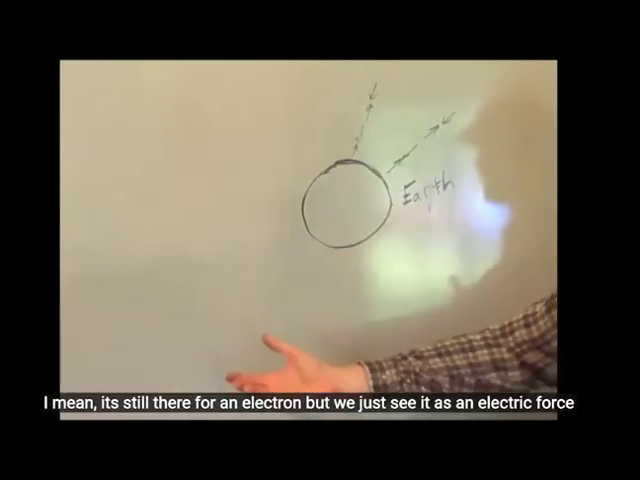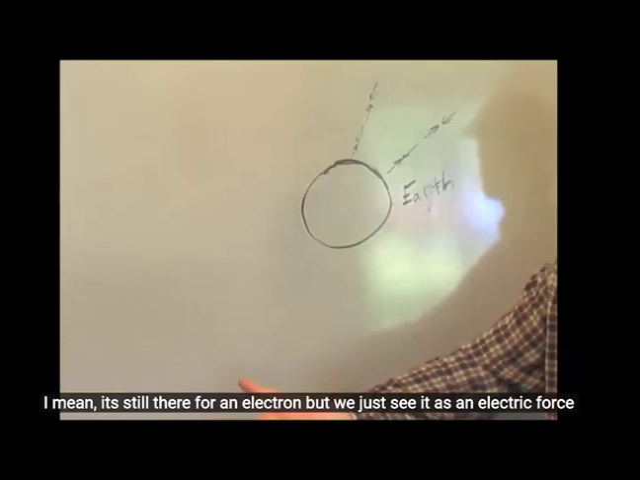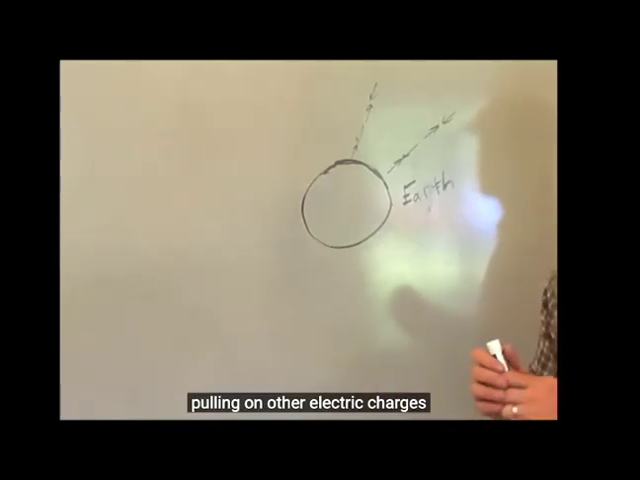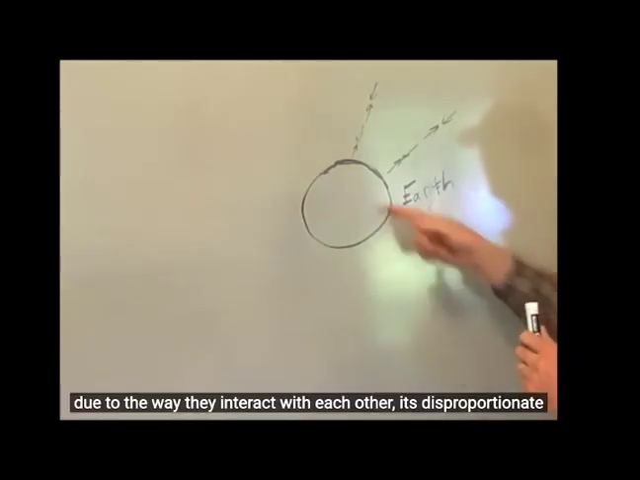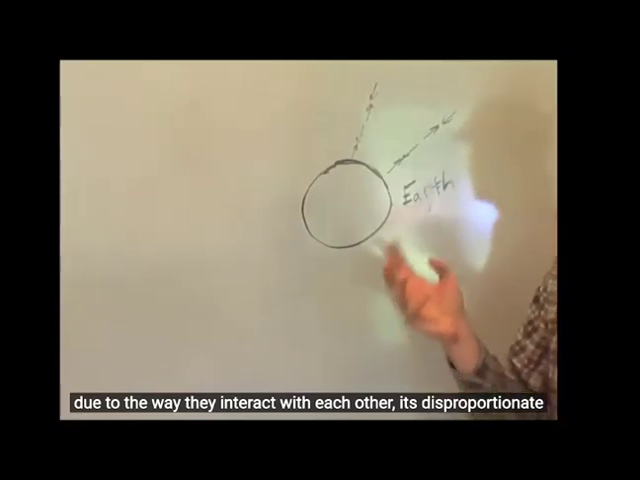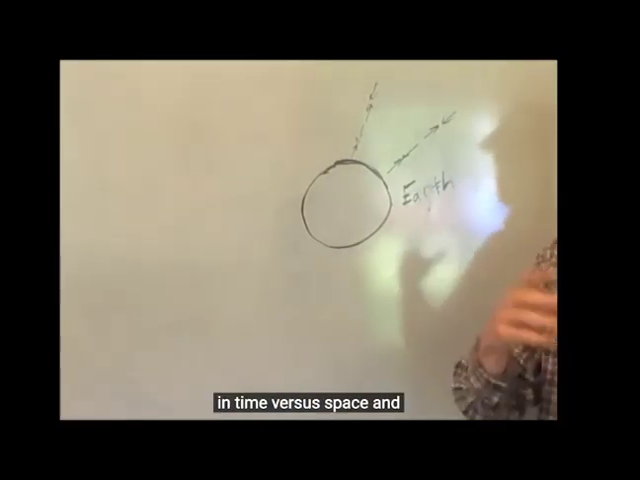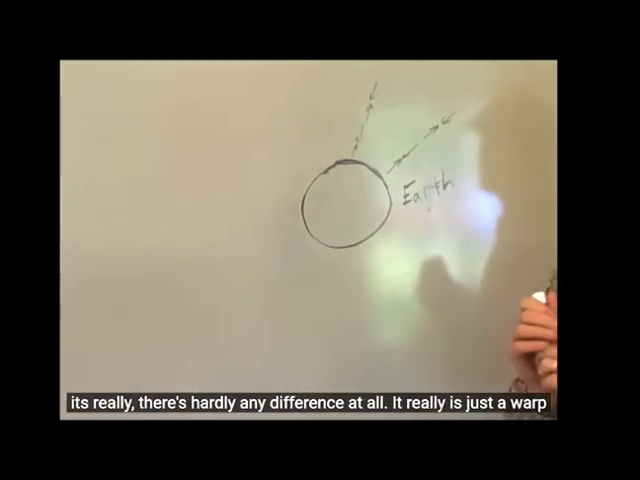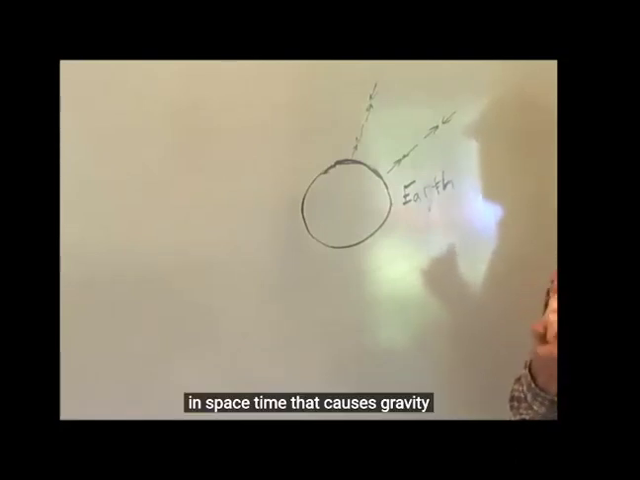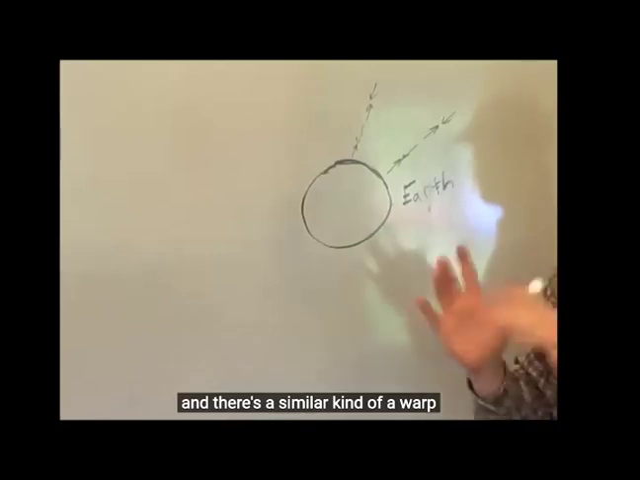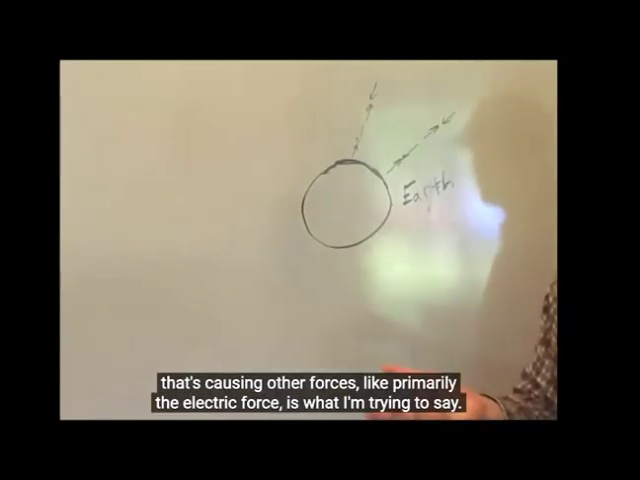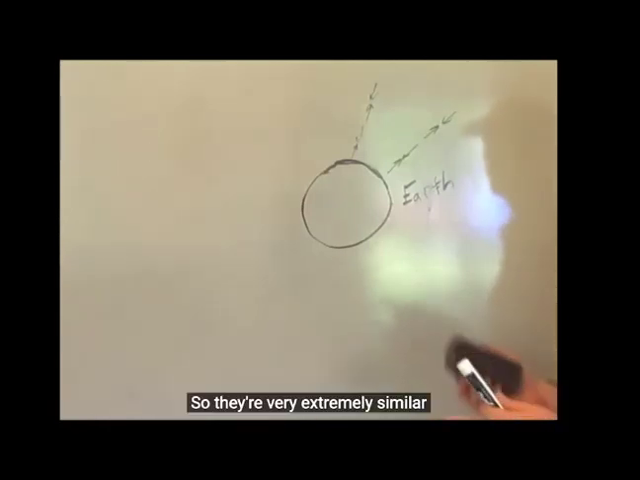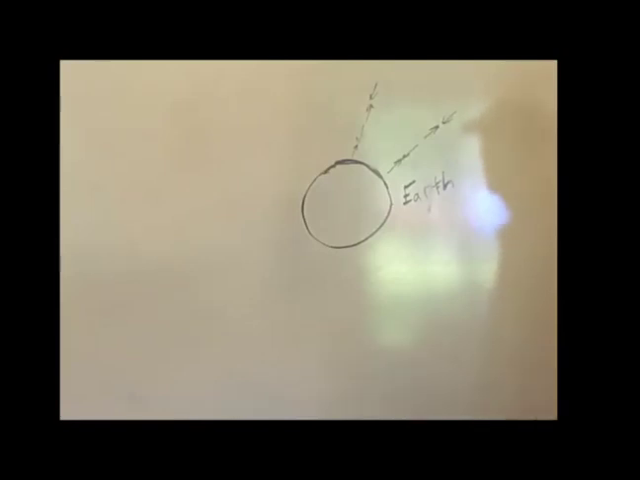I mean, it's still there for an electron, but we just see it as an electric force pulling on other electric charges. But due to the way they interact with each other, it's disproportionate in time versus space, and I know that all sounds wacky, but there's hardly any difference at all. It really is just a warp in space-time that causes gravity, and there's a similar kind of warp causing other forces, primarily the electric force is what I'm trying to say. So they're extremely similar.